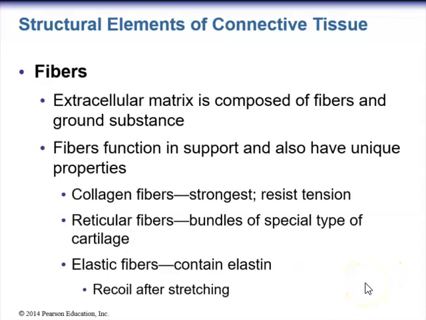So the extracellular matrix that is formed by the primary cells of the tissue is composed of fibers and ground substance. There are three types of fibers found within the extracellular matrix. Fibers function in support and also have unique properties. We have collagen fibers, reticular fibers, and elastic fibers. Collagen fibers are the strongest. They help resist tension. Reticular fibers are bundles of a special type of collagen, and elastic fibers contain elastin, which helps with recoil after stretching.